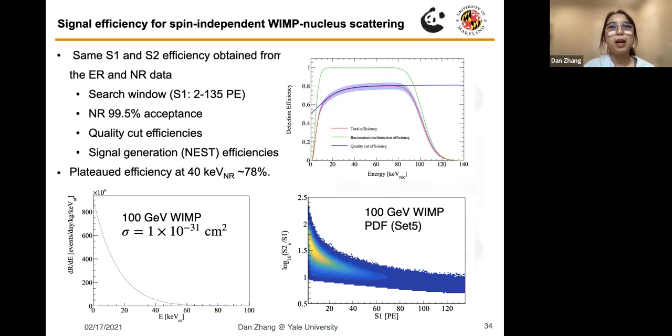So after the calibration, we now get our model, and here's an expectation about our signal. I presented the example with a 100 GeV WIMP with an energy spectrum here, and it should show up in our detector if it's there and we have enough statistics, with a probability distribution function as shown here. The saturated detection efficiency is 78% at 40 keV NR. That's basically the saturated detection efficiency in our detector.